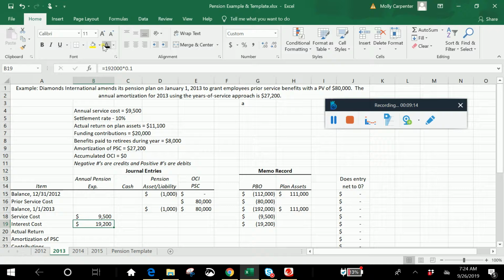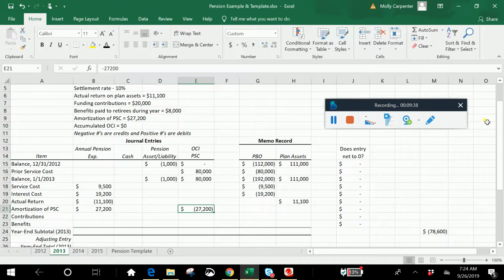We're going to come down now. We have our actual return. Our actual return was 11,100. That decreases pension expense and increases plan assets. Then we have our amortization of our prior service cost. That is going to increase our pension expense, and it's going to decrease that OCI balance.